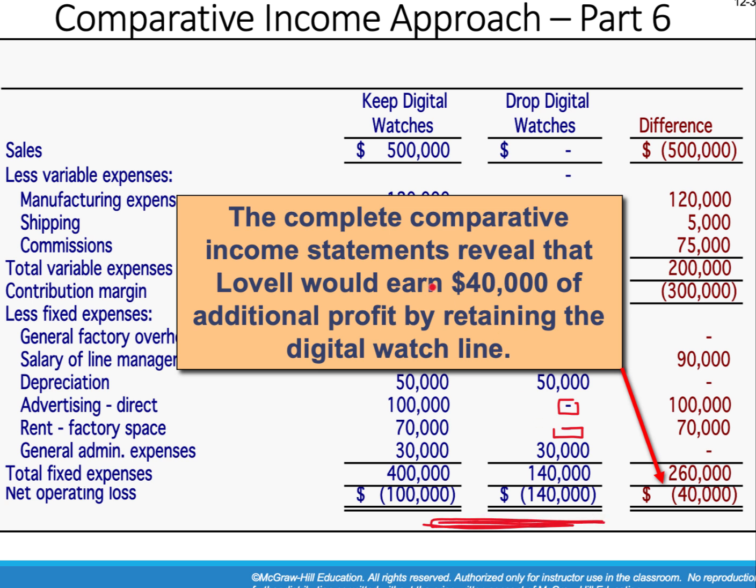Looking at it through the two approaches, you have to see that there's a difference, right? The comparative, we're saying, hey, we're losing $40,000, so we don't want to get rid of the watch line, right? We said that in differential analysis. When we look at the total cost approach, like we have here, we can see that our net loss gets a lot worse if we drop the digital watch line.